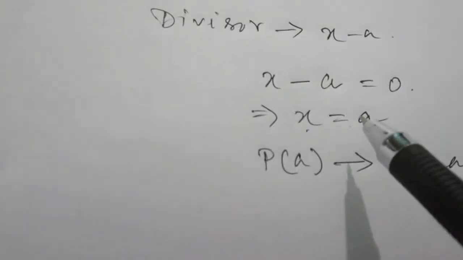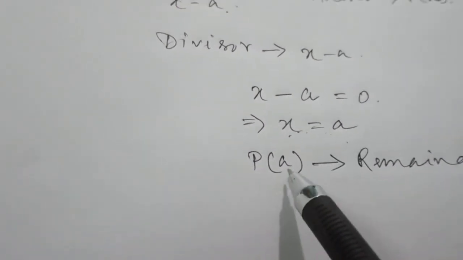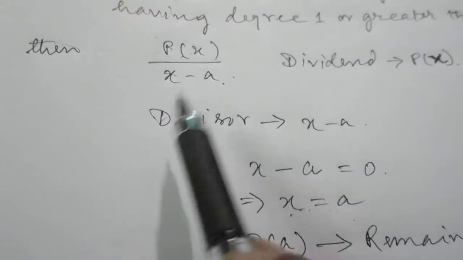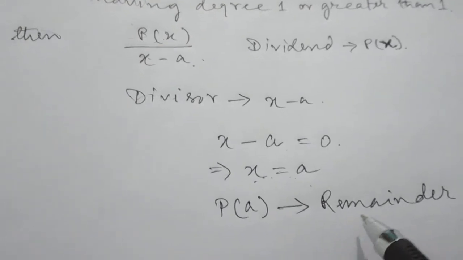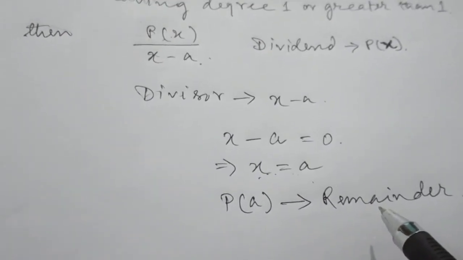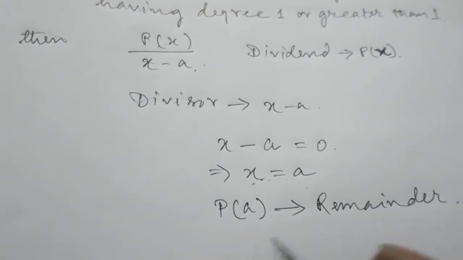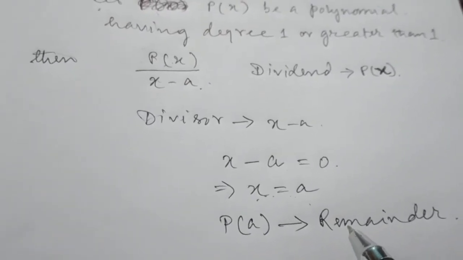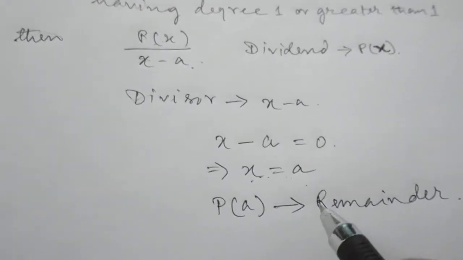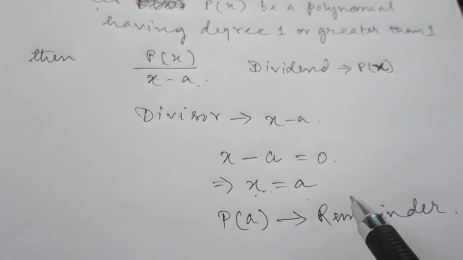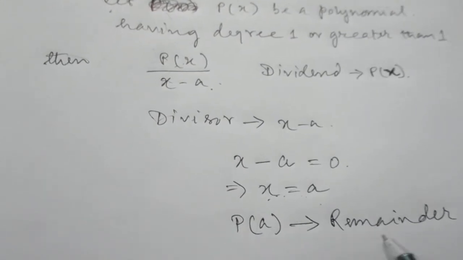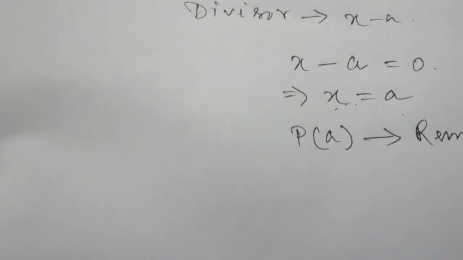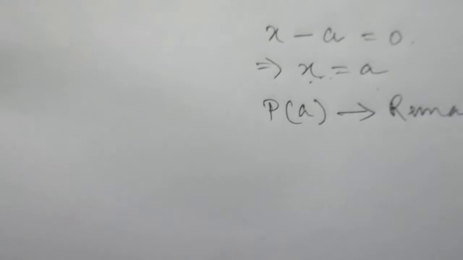Because we put the value x equal to a in place of the variable x of the polynomial p(x), in this way we can find the remainder of a division of the polynomial. There was one earlier method that I explained in earlier videos, the long division method of polynomials. That is one way, and another way to find the remainder is by using the remainder theorem. So let us take an example that will help us understand the concept more clearly.